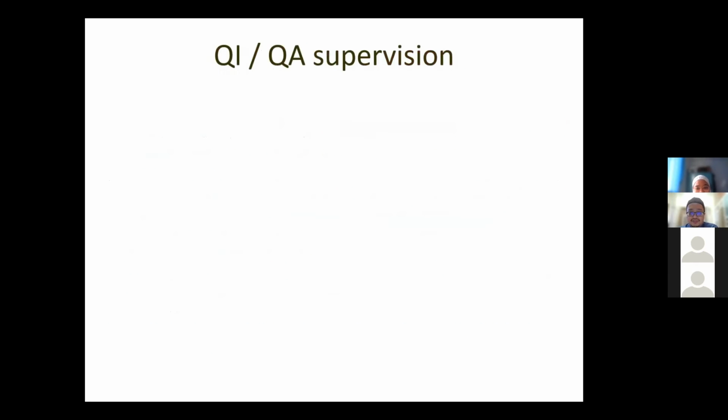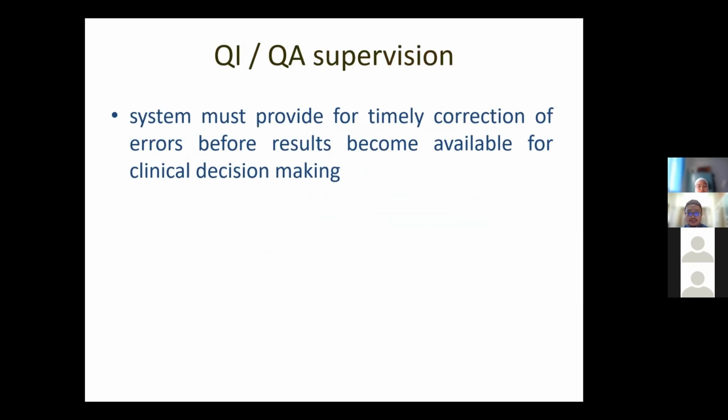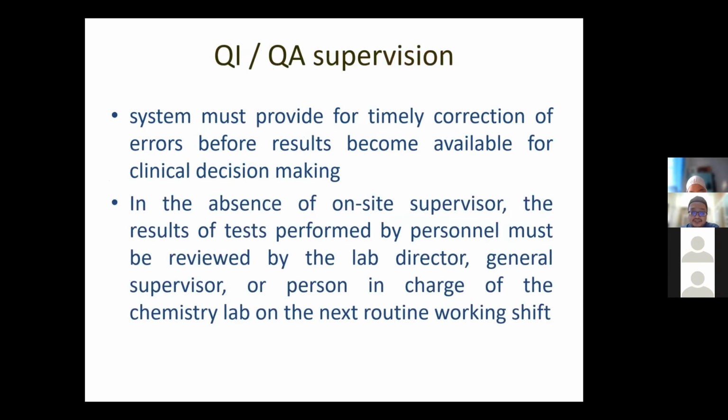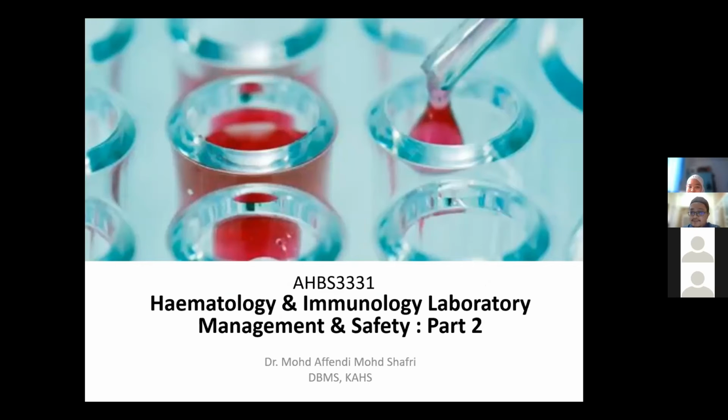QI supervision. The system must provide for timely correction of errors before results become available for clinical decision making. In the absence of an on-site supervisor, the results of tests performed must be reviewed by the lab director, general supervisor, or person in charge of the chemistry lab on the next routine working shift. So these are all in general. Okay, so that is how the lab is being managed.